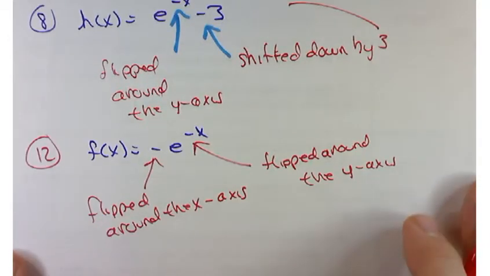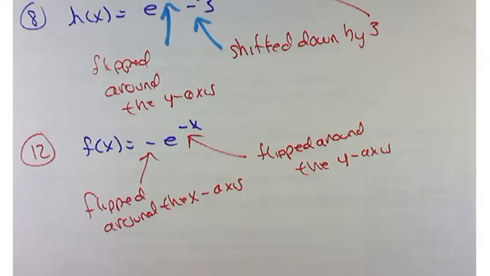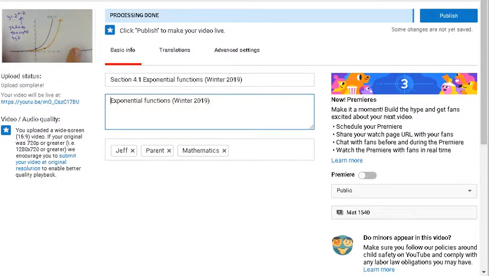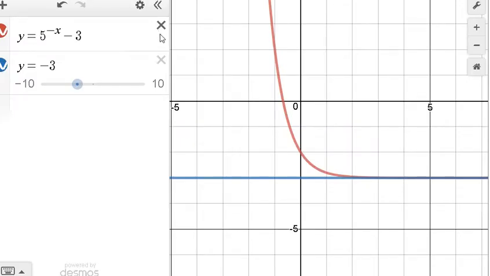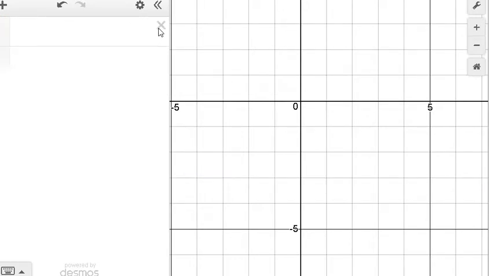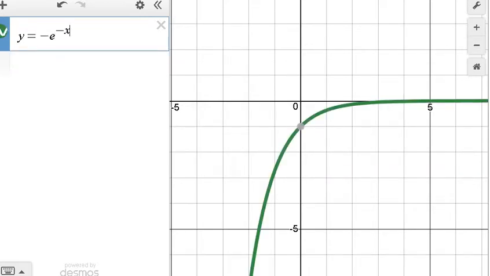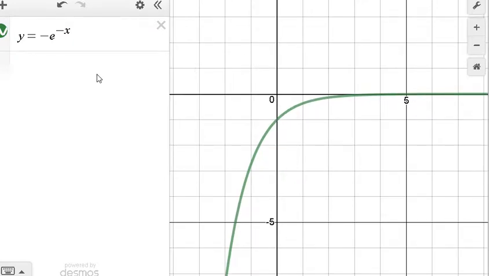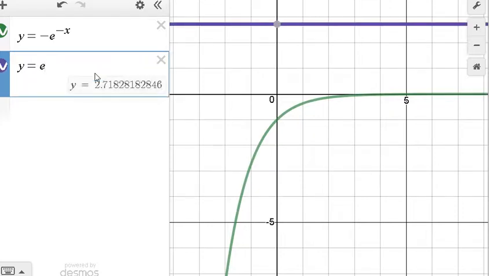So let's actually graph that one, just for giggles, just to see what it looks like. You can do it on your graphing calculator. I think I want to just do it briefly up here on Desmos. It's just so easy. So Desmos, y equals negative e raised to the negative x. So yeah, pretty much like we expected. Let's take a look at the graph of y equals e to the x in comparison.